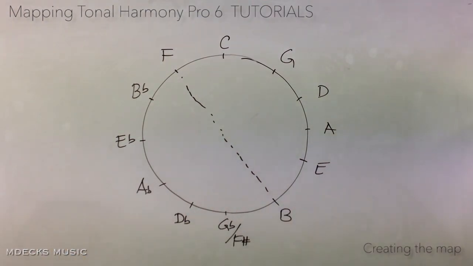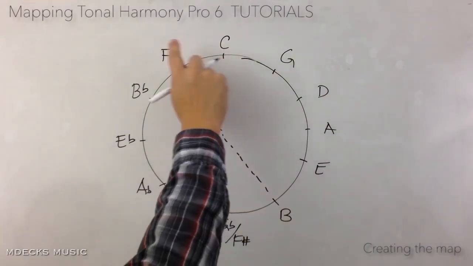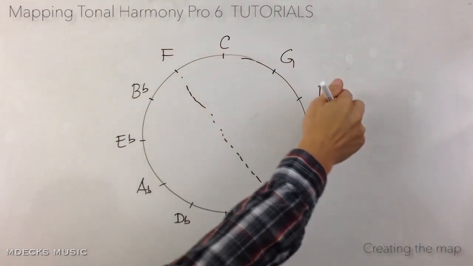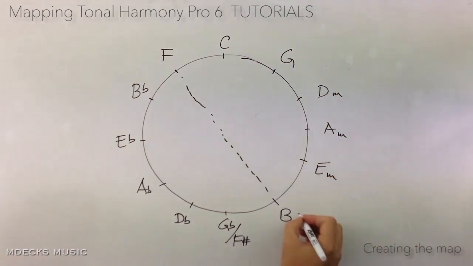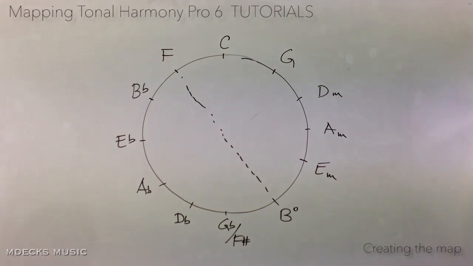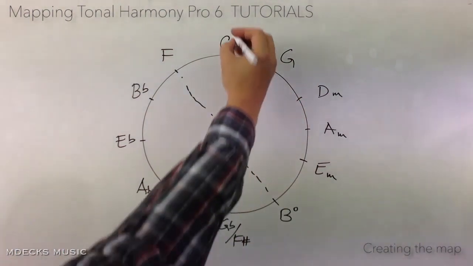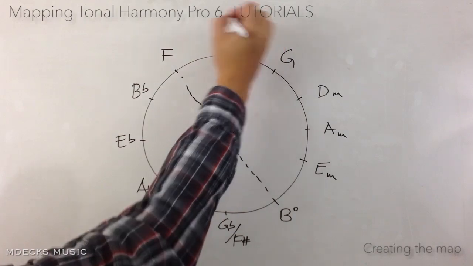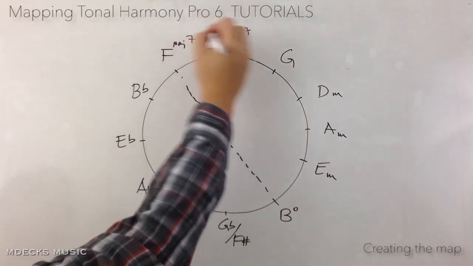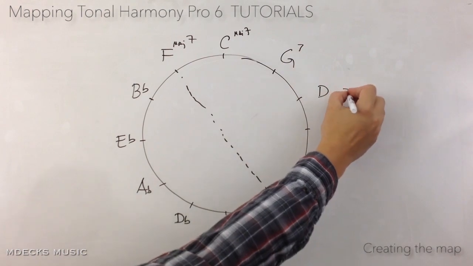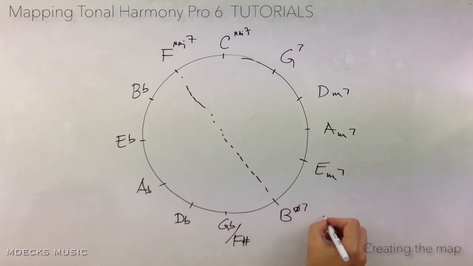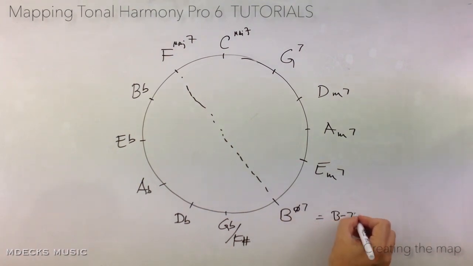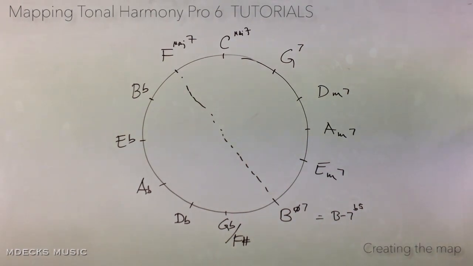If we take a look at the triads built on each degree of the scale, we have the first three are major. The next three are minor, D minor, A minor, E minor, and the last one is a diminished triad, so B diminished. Let's extend these to seventh chords. So C is major seventh, F is also major seventh, G seventh, D minor 7, A minor 7, E minor 7, and B half diminished 7, or B minor 7 flat 5. Okay, so we have all the seventh chords we get by stacking thirds from the C major scale.